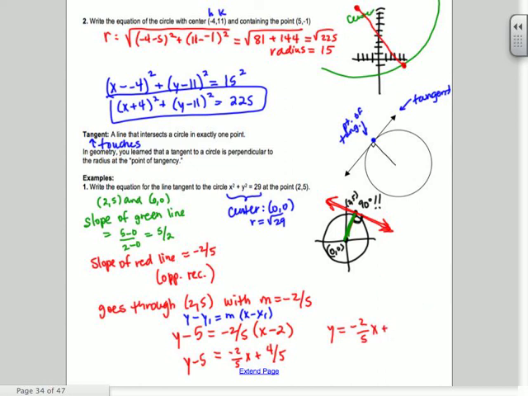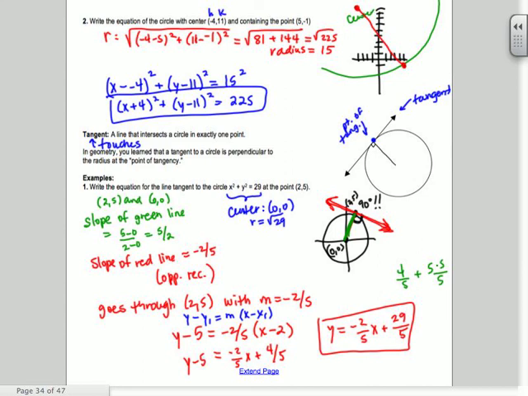so if you have 4/5 plus 5, if I get common denominators, I'm going to multiply by 5 over 5 to get common denominators, so I have 25/5. 25/5 plus 4/5 is 29. So 29/5. You could also use the decimal, that's fine. So that's your answer.